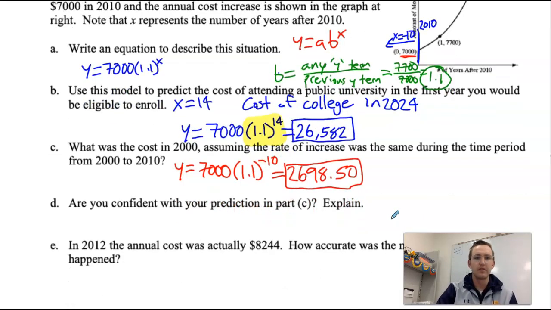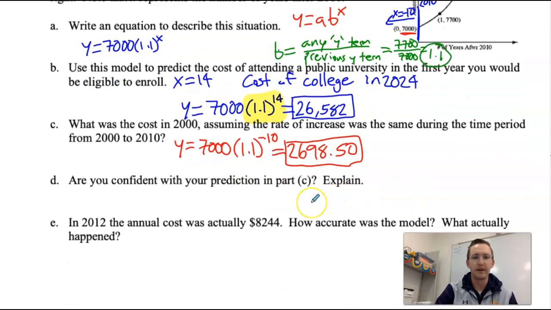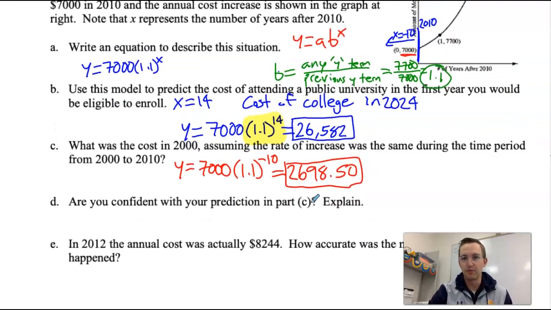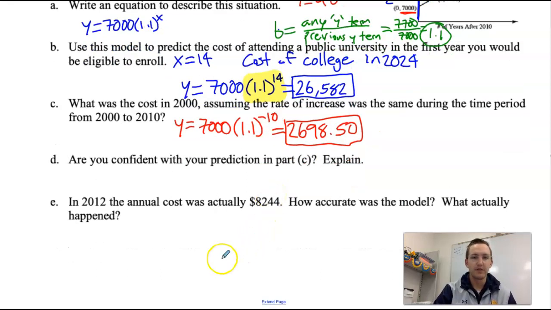All right, so how confident are you in your prediction from Part C? Honestly, I wouldn't be overly confident in that number, just because I doubt the cost of college increase stayed the same for the last, well, let's see here, 10 years in a row. So we're making a pretty big assumption there for Part D. I would doubt that it stayed the same, but there's a chance that it could have. All right, so next one and last one for 69.